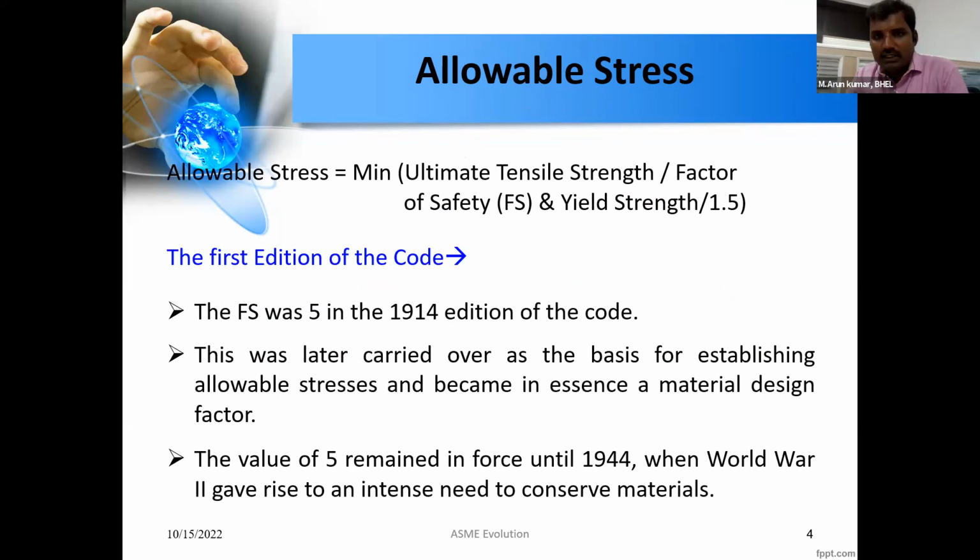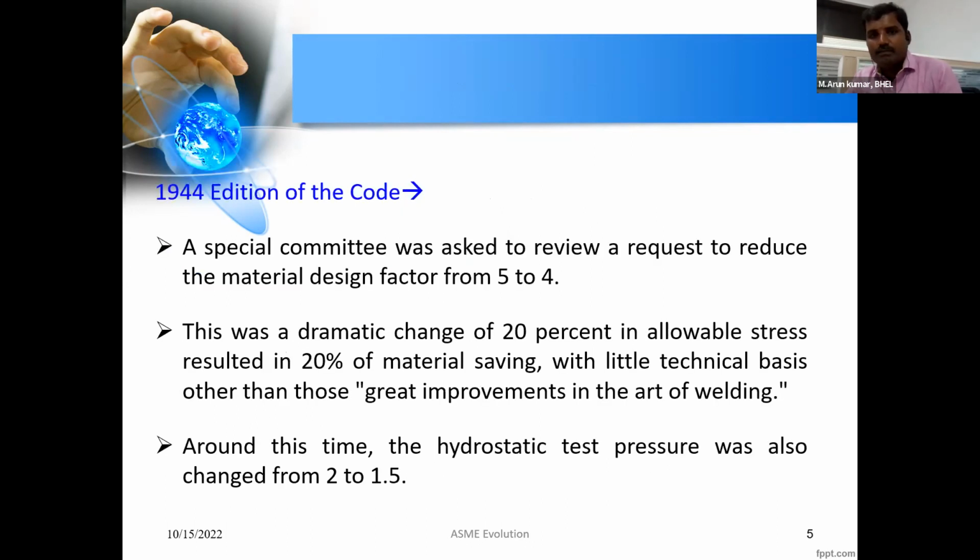So when the first edition of the ASME code was released in 1914, the factor of safety was 5. This was so till 1944, the factor of safety was 5 only. But in 1944, due to the Second World War, there was a scarcity of materials. So what happened? The factor of safety was reduced from 5 to 4.